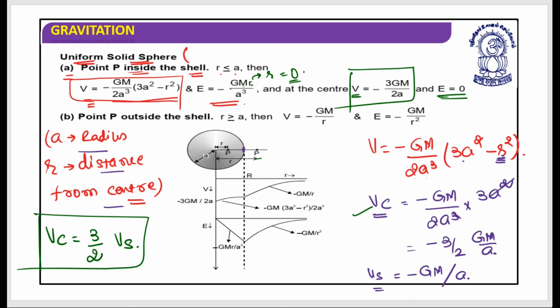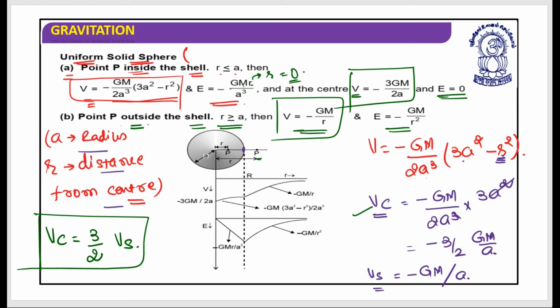Now this point is a point P outside the shell. When I say it's a point P outside, R should be greater than or equal to a. When R is greater than or equal to a, the potential is given as V equals minus GM by r, and the gravitational field E is minus GM by r squared. I hope this is clear.